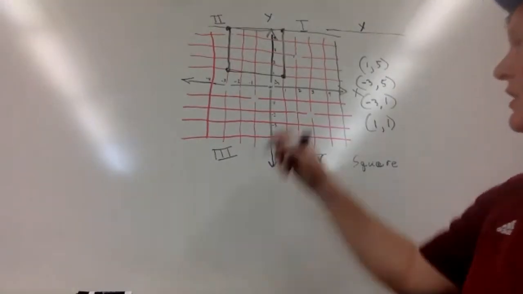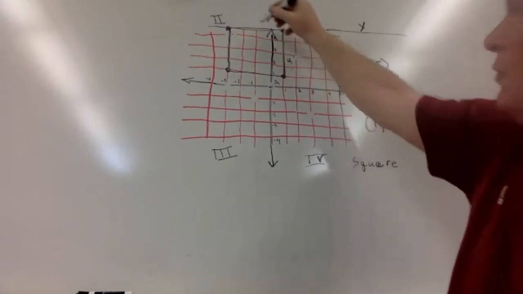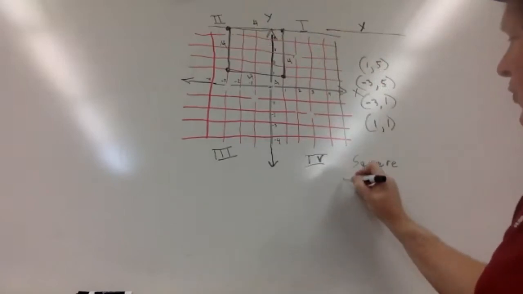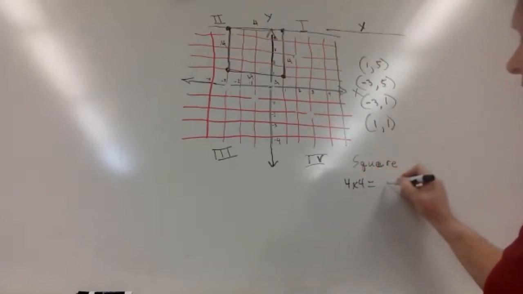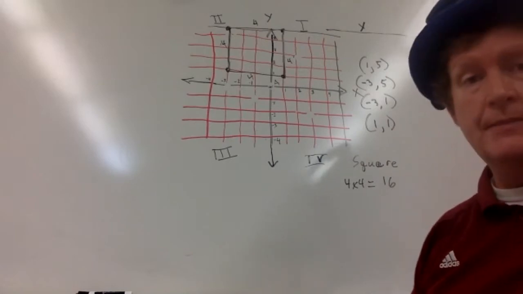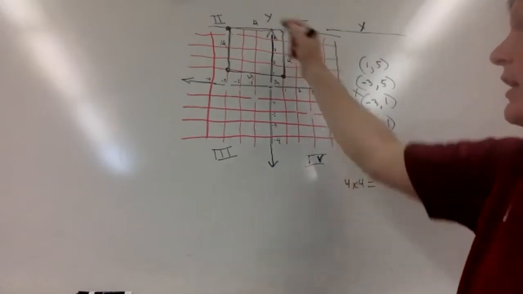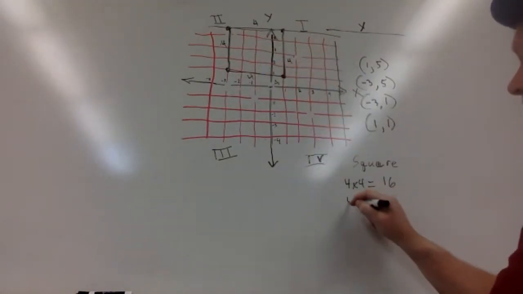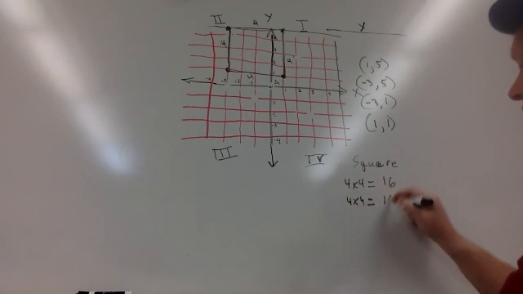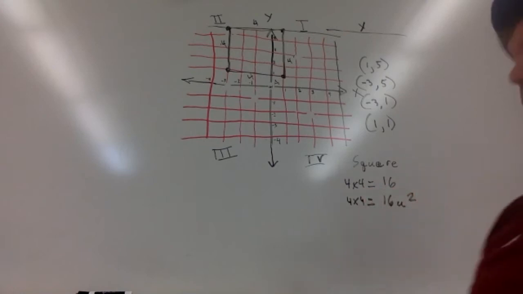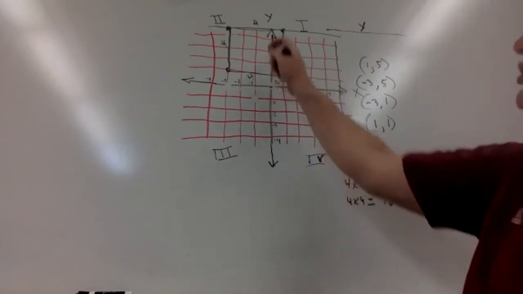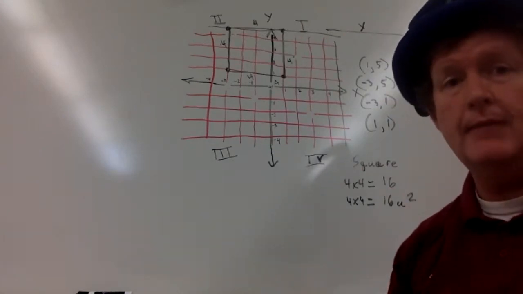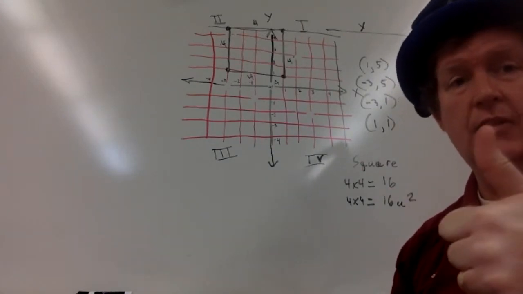So we need to know the distance around. Since it's a 4 by 4 by 4 by 4, I take 4 times 4, and that gives me the perimeter of 16 units. Okay? Then if I want to know the area, how many boxes are on the inside, I take the side times the side, and amazingly enough, in this situation, it's 16 units squared. Because we're counting how many squares are on the inside of that box. That's how you do that one. All right? Thumb up. Everybody understand how to do those.